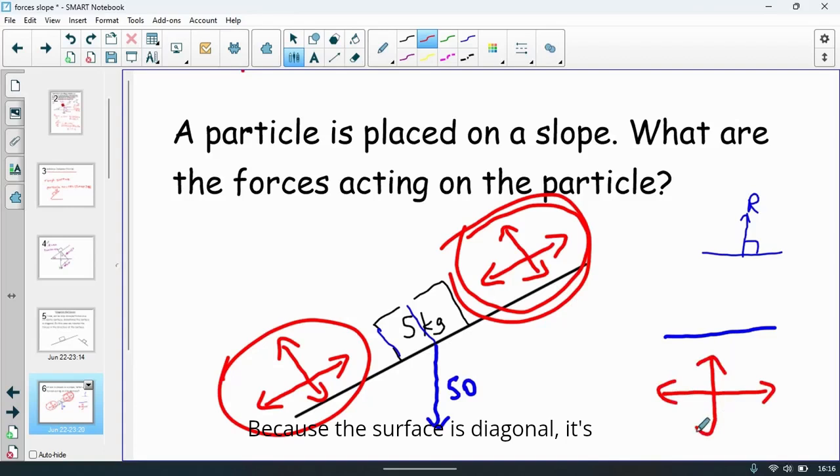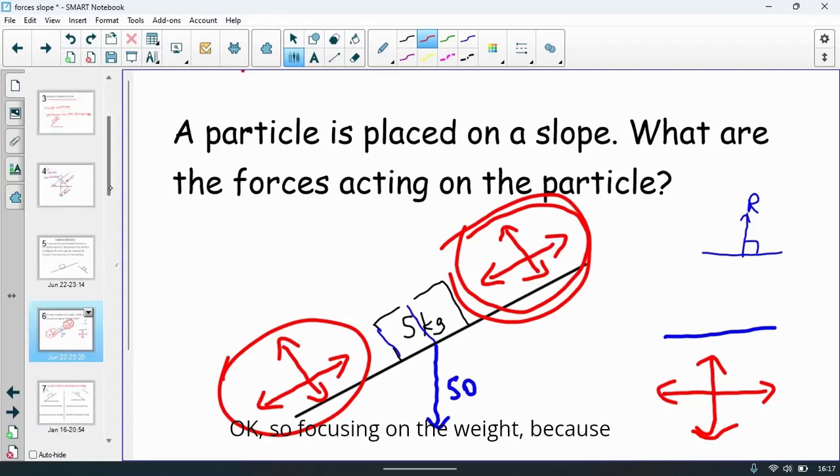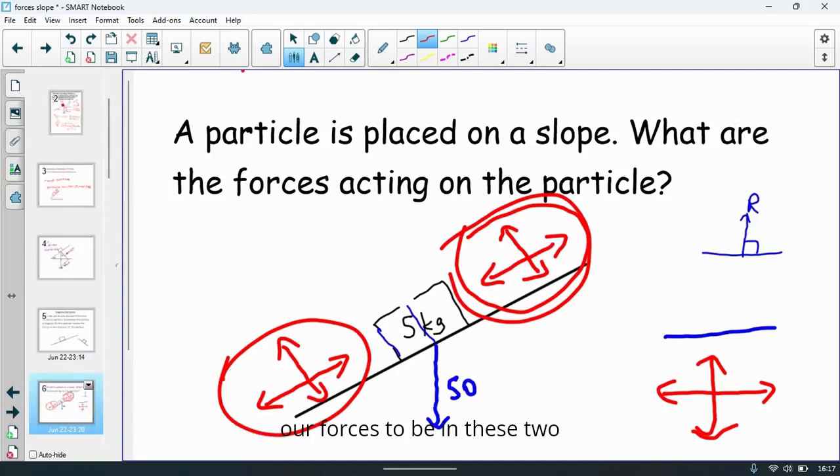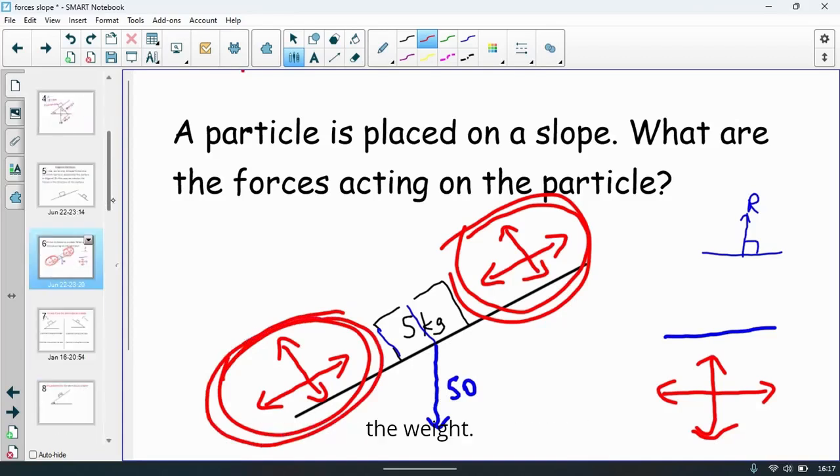Over here, because the surface is diagonal, it's slightly more complicated, but it gets easier as we go along. So focusing on the weight, because the weight is vertical and we want all our forces to be in these two directions, we first need to convert the weight.